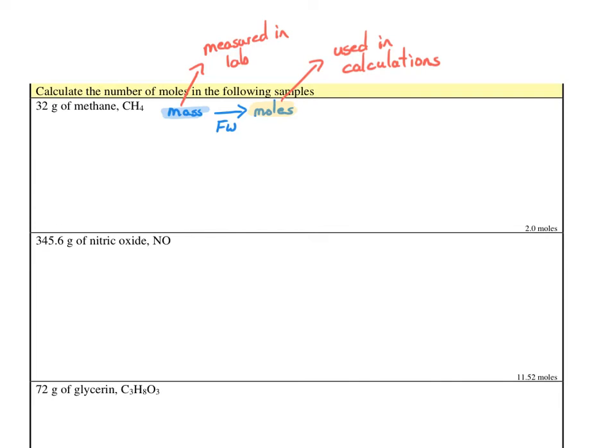The conversion of mass to moles is absolutely essential to chemistry. The reason being that mass is the property that is measured in the laboratory. However, all of your calculations are going to depend on that quantity being converted to moles. This calculation for compounds is accomplished by first determining the formula weight and using the formula weight as a conversion factor.